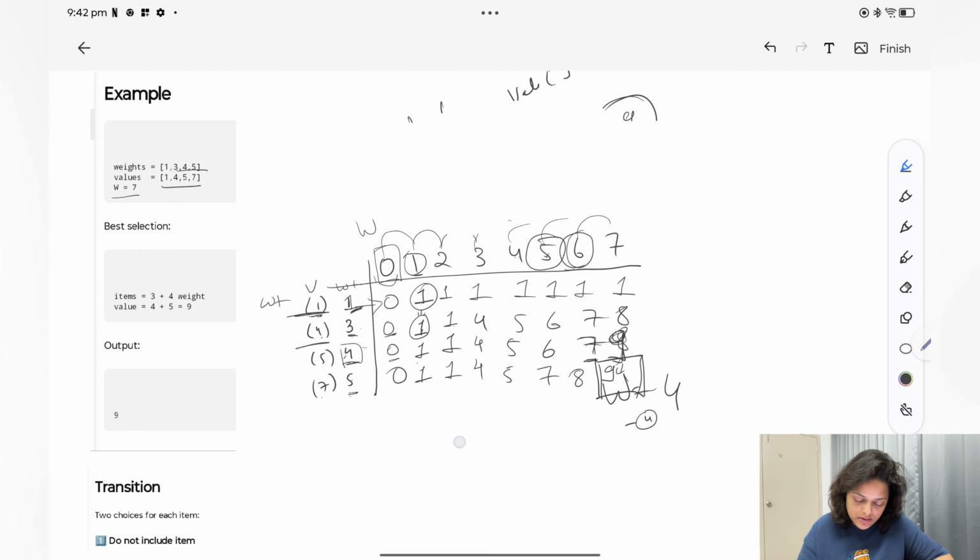4 plus 3. So see, you will take 4 and 3, and its value is 4 plus 5, which is 9 only, right? Now you need to find the weights also. So how you can find?